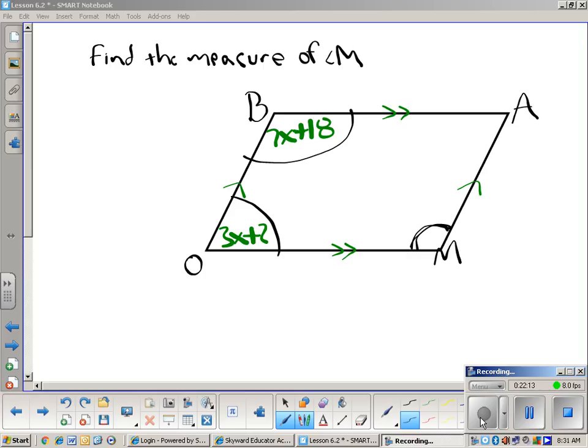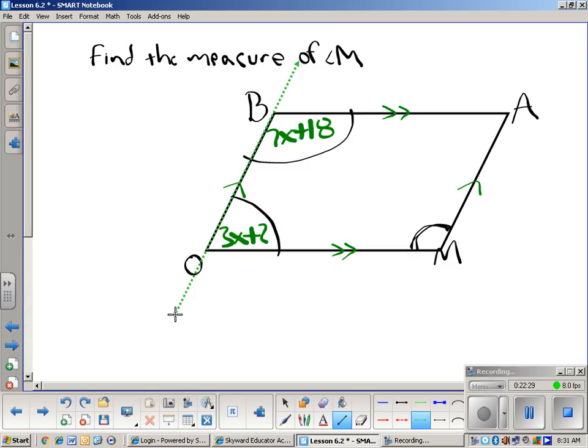Jackson, tell us what you were saying about angles B and O. The same side interior angles. Okay? So they add up together. Actually, what I heard him say, if I demonstrate here, he said if we extend these out, he's saying that those angles B and O are same side interior. They're on the same side of the transversal segment BO, and they're inside the parallel lines AB and MO.